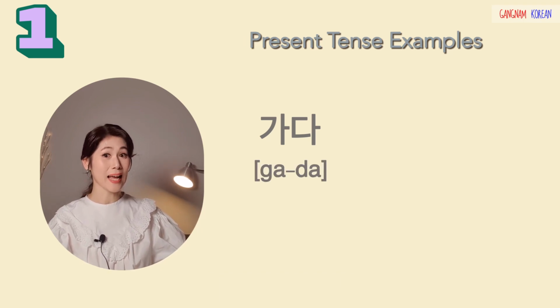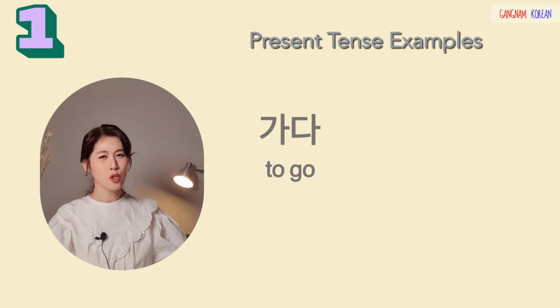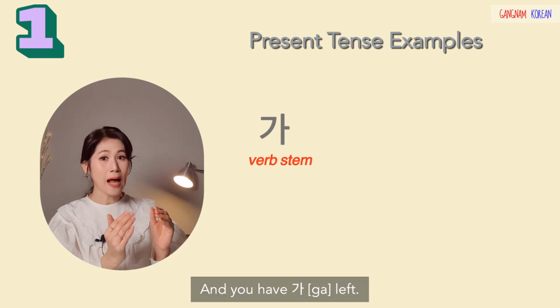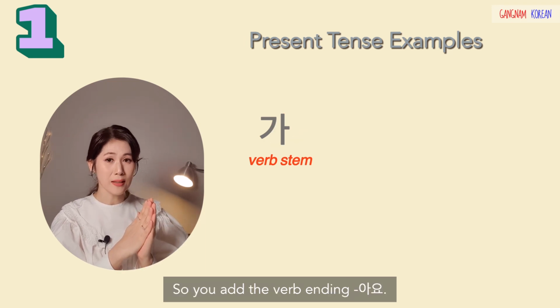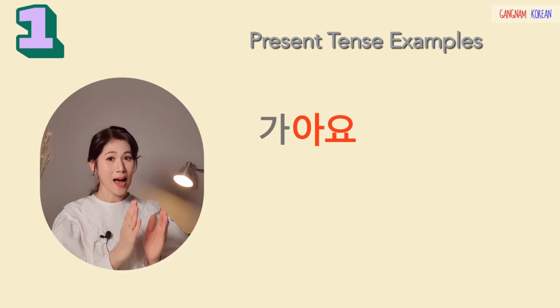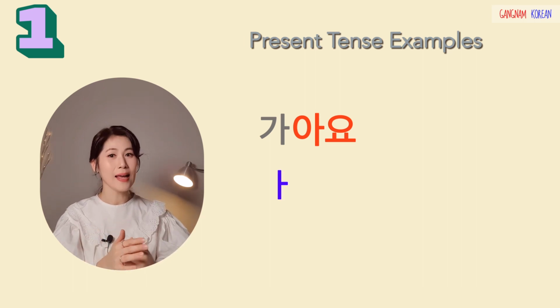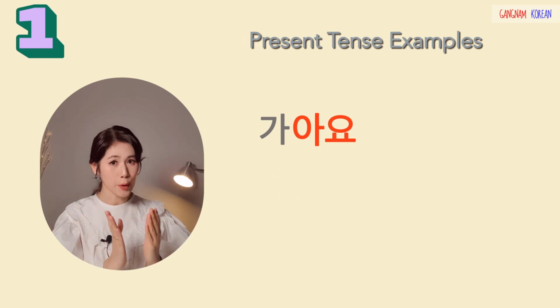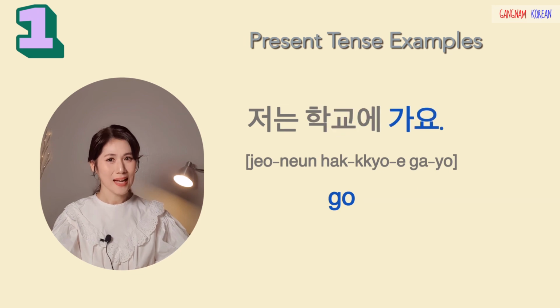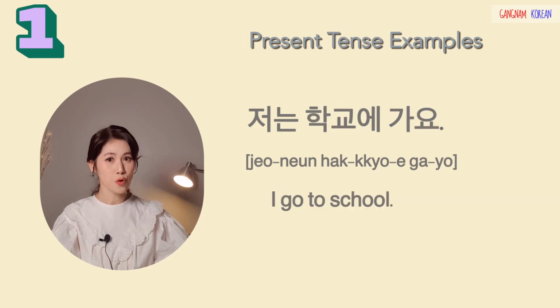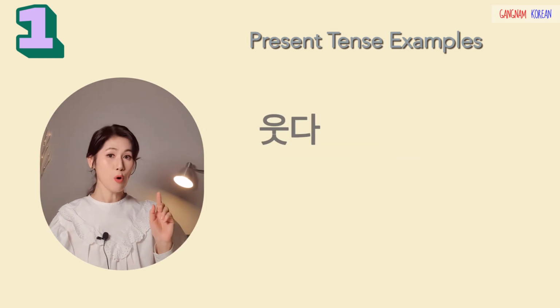가다, to go. So you take away the 다 and you have 가 left. And 가 has the vowel 아. So you add the verb ending 아요, 가아요. But 가 has 아 and 아 has 아. If you have these two same vowels, you don't have to pronounce them twice. You can just pronounce them one time. So it's not 가아요, it's just 가요. 저는 학교에 가요. I go to school. How about this verb?